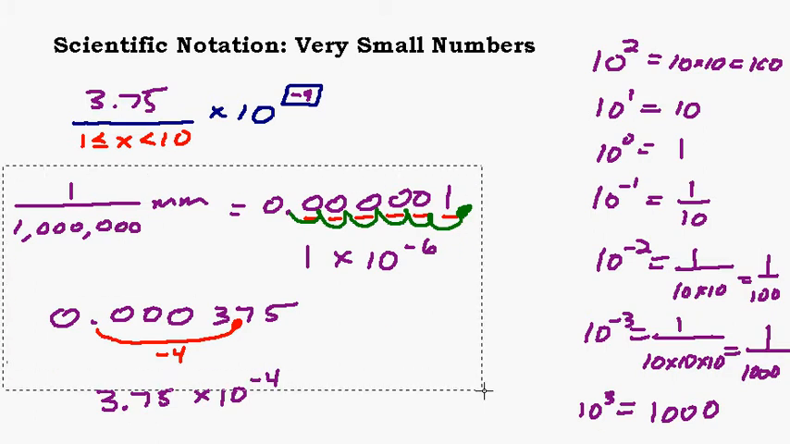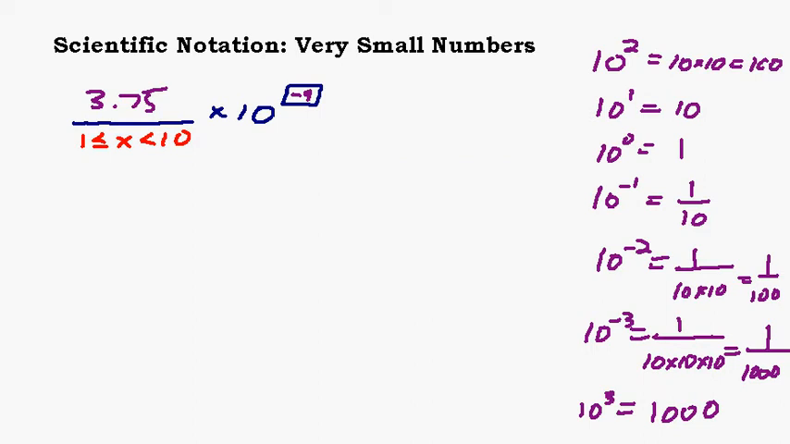Okay, let's try a couple more. It's always good to do more examples, I think. Let me erase this. Let's do another one like that, where I give you the very small number and you write it in scientific notation. Okay, here we go. 0.00000, 5 zeros, and then 1, 1. If you want to pause it and try it.